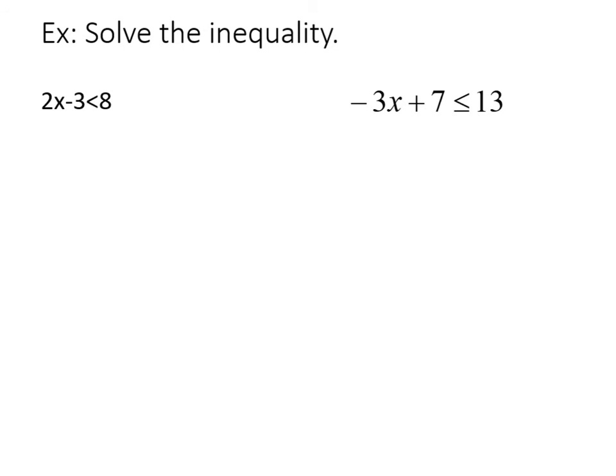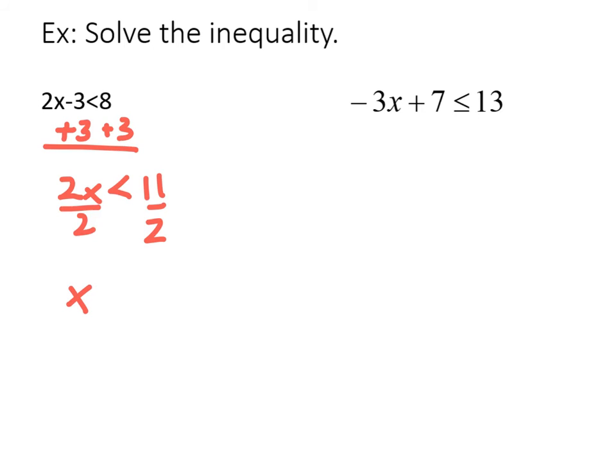Here are 2 other examples with solving inequalities with multiple steps. So if I wanted to solve my first inequality, I first have to undo that minus 3. So I would add 3 to both sides. That would give me 2x is less than 11. Now the next step is I need to get rid of that positive 2, so I would divide both sides by 2. Now it would give me x, 11 divided by 2 is 5.5, but my inequality symbol stays the same. When we're dividing by a positive, we don't have to flip the inequality symbol.